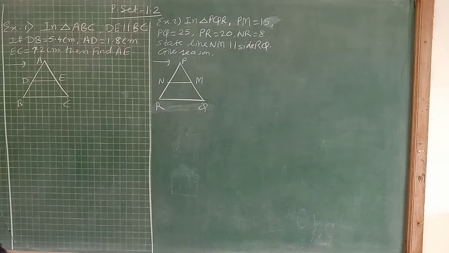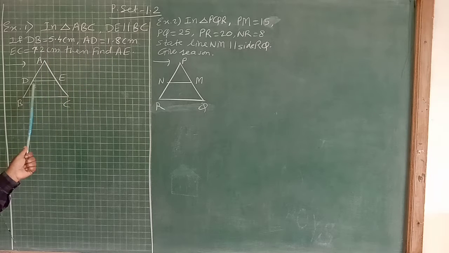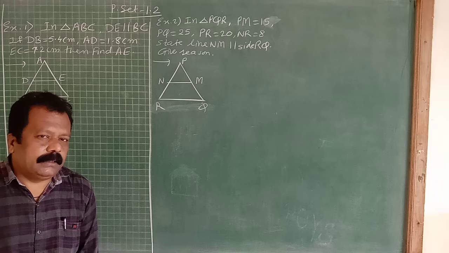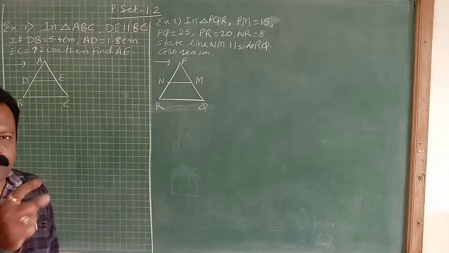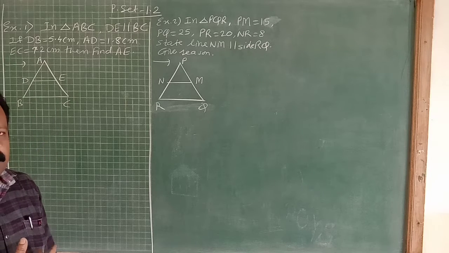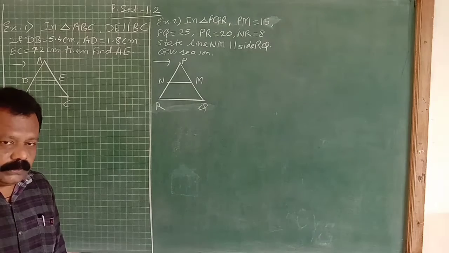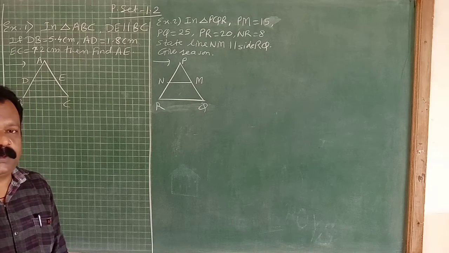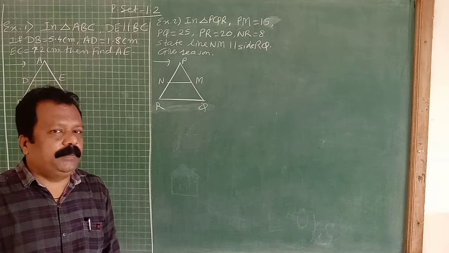Now what is given? Focus on that. In triangle ABC, DE is parallel to BC. You can get the idea immediately. If a triangle is given and any line is parallel to a side of the triangle, then you have to use the basic proportionality theorem. That means we confirm we have to use the basic proportionality theorem.